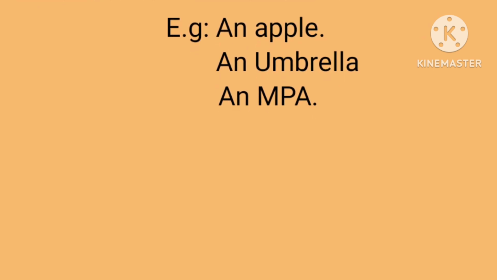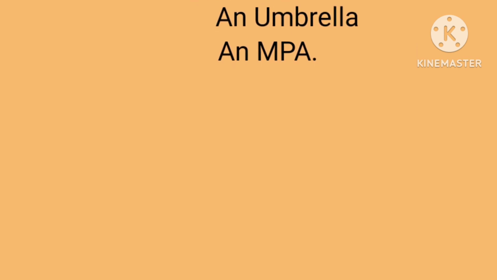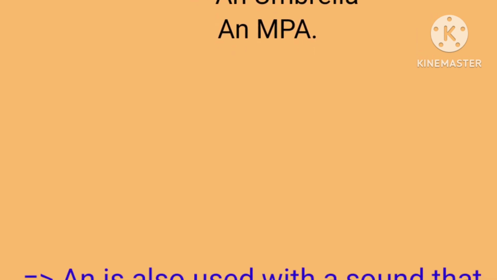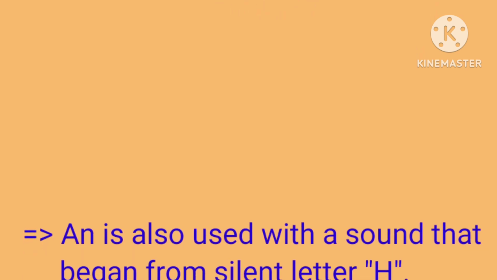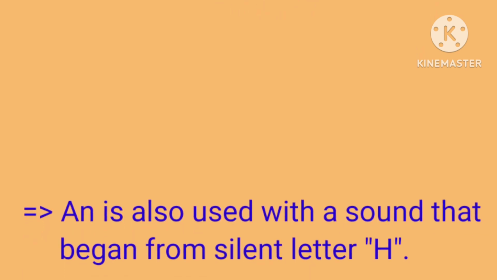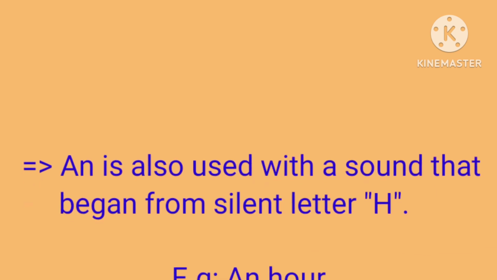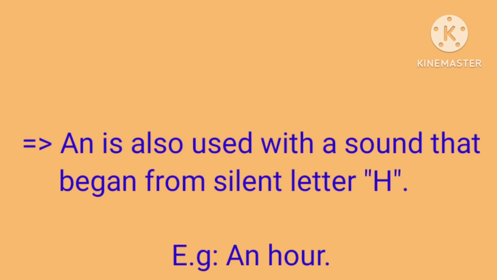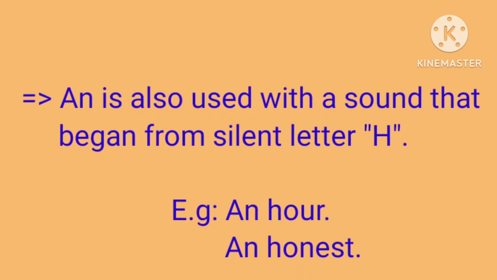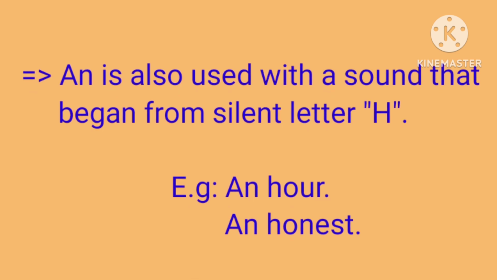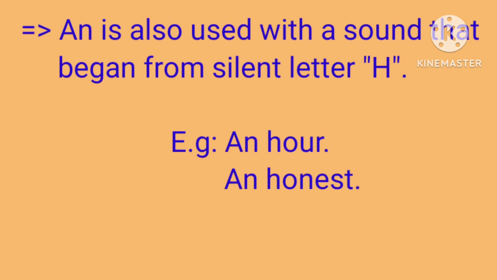It means that apple starts with what? Apple starts with A. A is what? A is a vowel. So AN is also used with a sound that begins with a silent letter H. For example, an hour, an honest. AN is also used before a silent letter H.